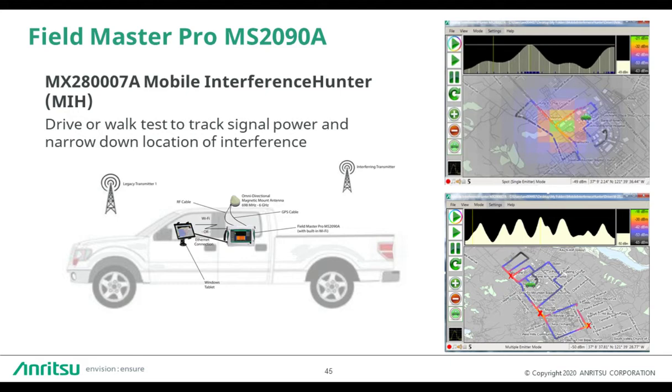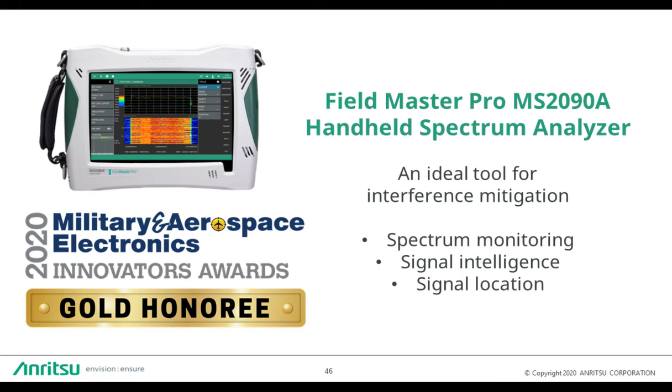This is our mobile interference hunter, which I've mentioned a few times. This is a system where you have a PC with the software that controls all the data from the MS-2090A and an antenna on the roof. As you do your driving, you're able to map out the power of your data. You see here, this is a spectrum clearing where you basically draw a limit line and ensure that you do or don't cross certain limits, and then you can map out looking for interference.